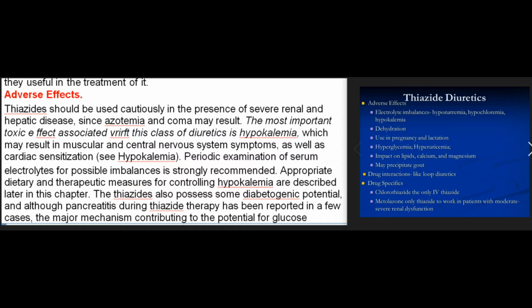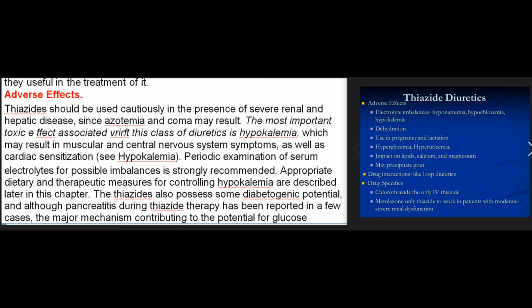coma may result. The most important toxic effect associated with this class of diuretics is hypokalemia, which may result in muscular and central nervous system symptoms, as well as cardiac sensitization. See hypokalemia. Periodic examination of serum electrolytes for possible imbalances is strongly recommended. Appropriate dietary and therapeutic measures for controlling hypokalemia are described later in this chapter.